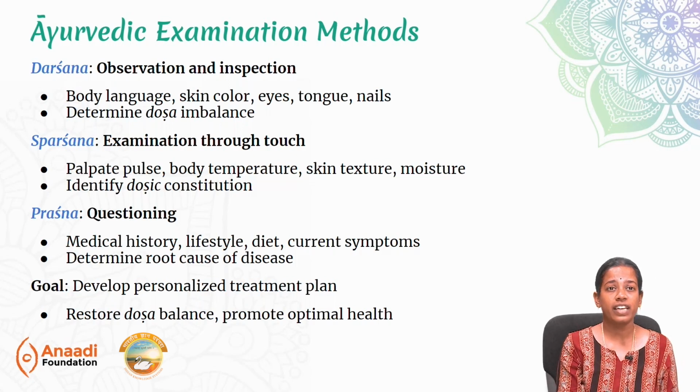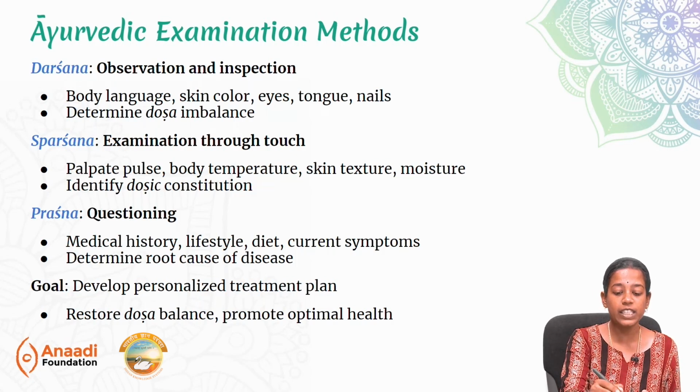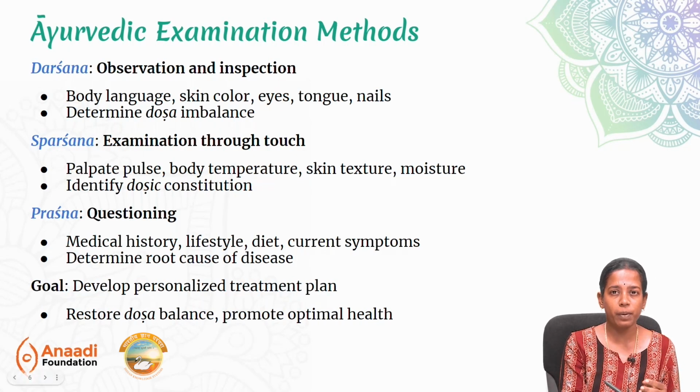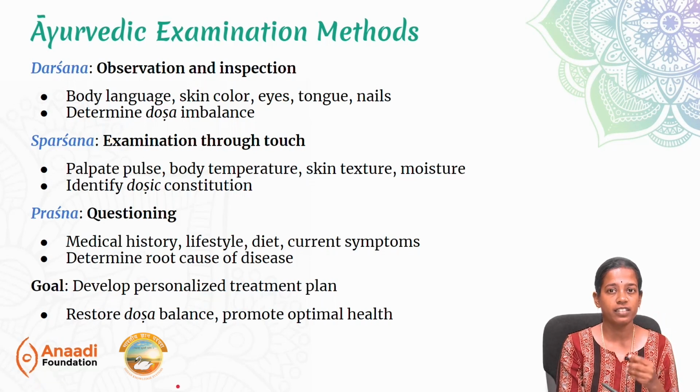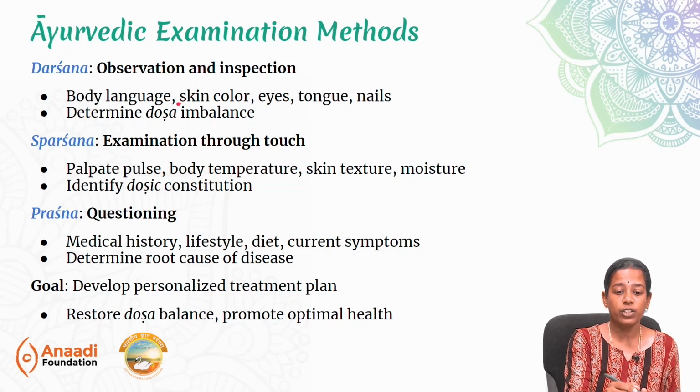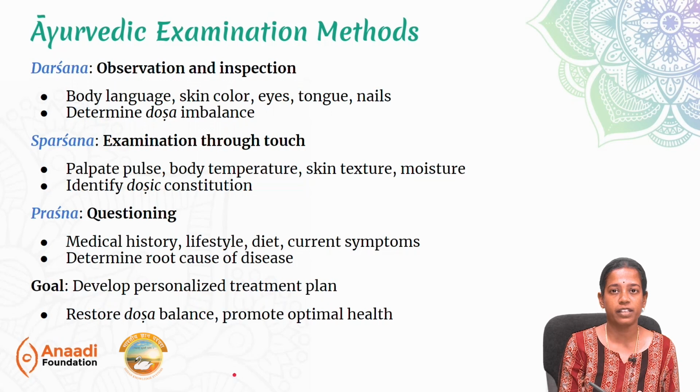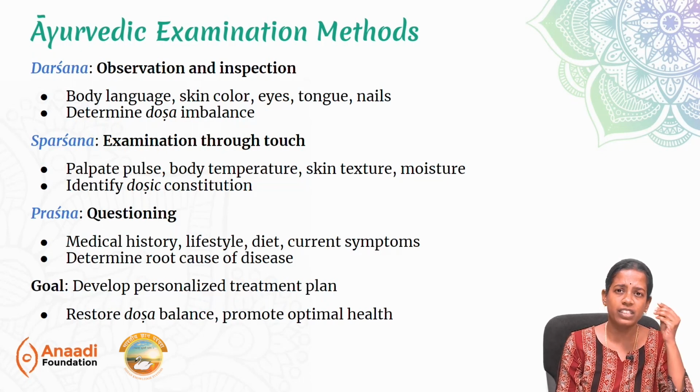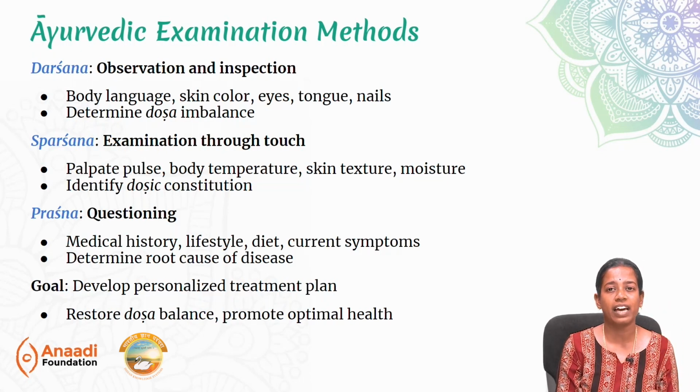Darshana is when he carefully observes and inspects the patient. It could be the color of the tongue, it could be the color of the hair, the color of the eyes, the luster in the skin, and so on. Body language, skin color, eyes, tongue and nails are all inspected very carefully. This helps to determine the dosha imbalance. For example, if there is too much discoloration or lusterless hair, there is a fair chance that the Pitta is imbalanced.